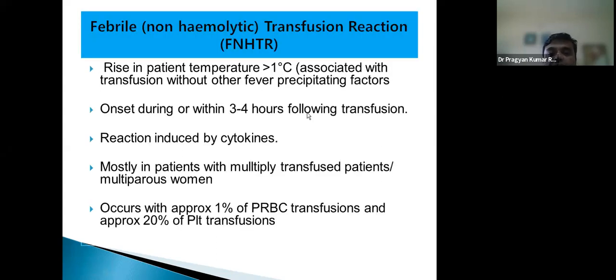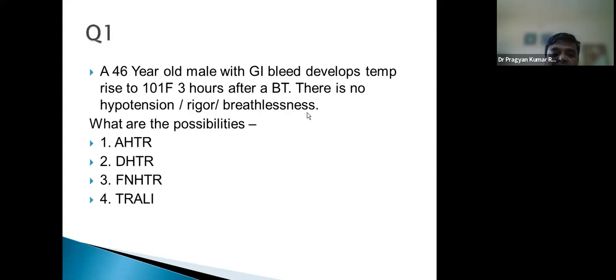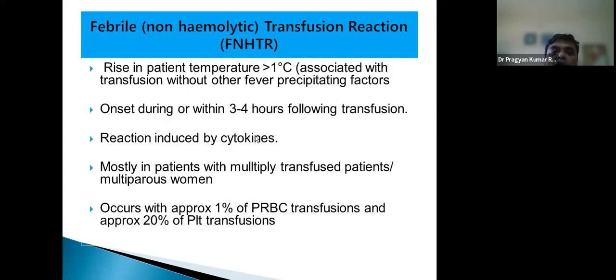Okay, this is a febrile non-hemolytic transfusion reaction. So 3 was the answer. How is it defined? The definition is a rise in patient temperature of more than 1 degree centigrade associated with transfusion, without other fever precipitating factors.